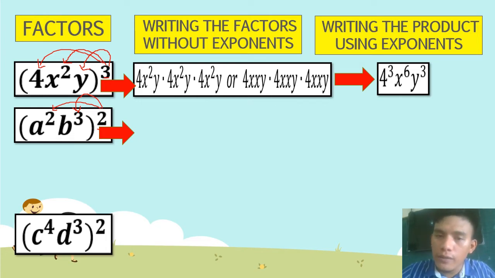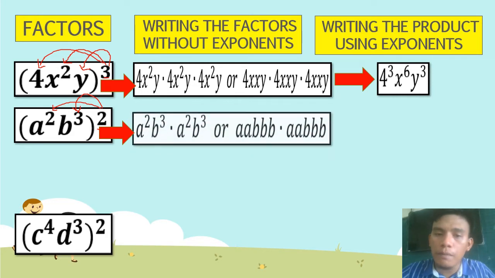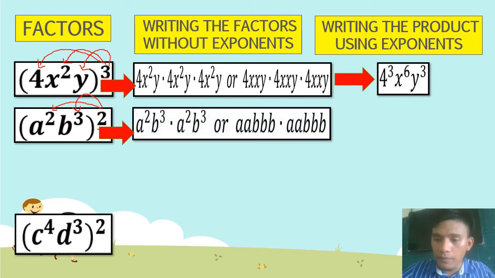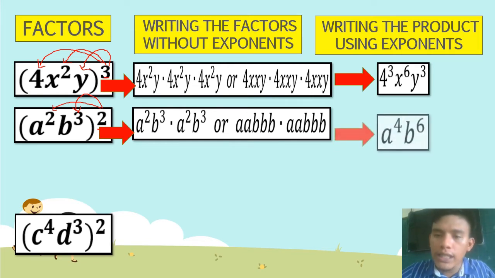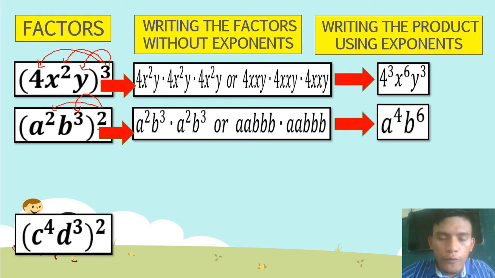In writing the factors without exponent, you can do a squared b cubed times a squared b cubed, or aabbb times aabbb. Writing the product using exponents: a squared, raised to 2, so 2 times 2 is 4. b cubed raised to 2, 3 times 2 is 6. So the answer is a raised to the exponent 4, b raised to the exponent 6.